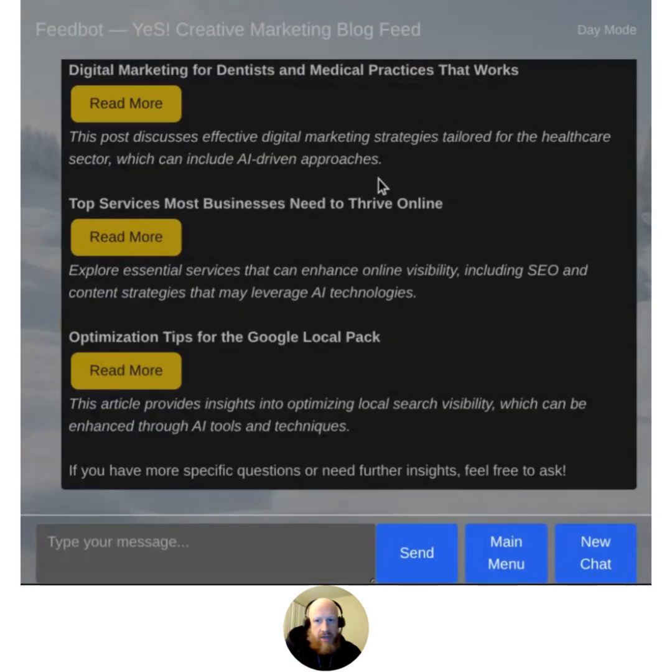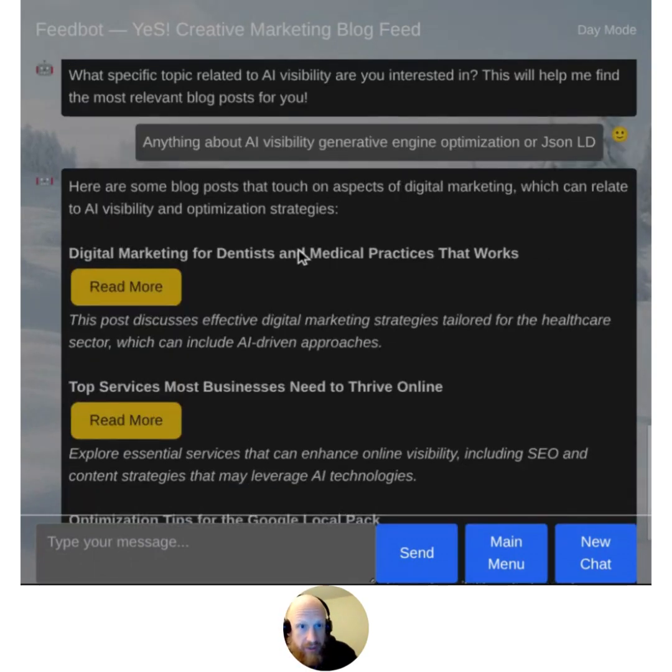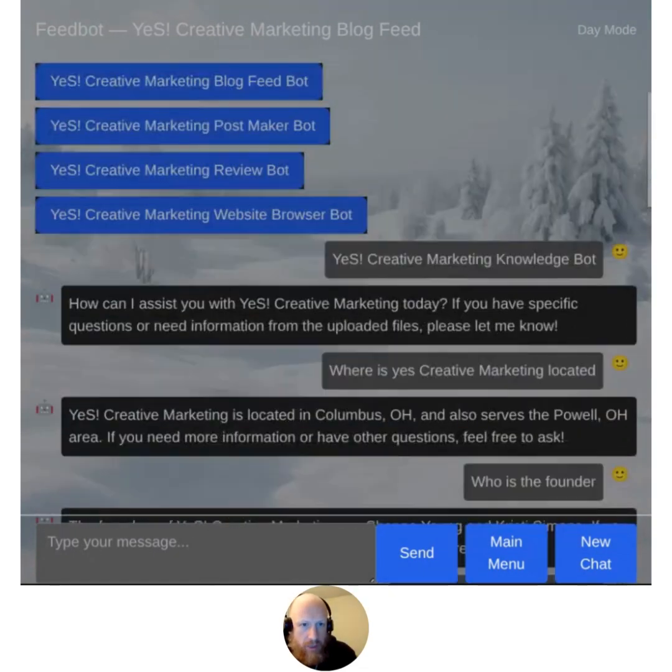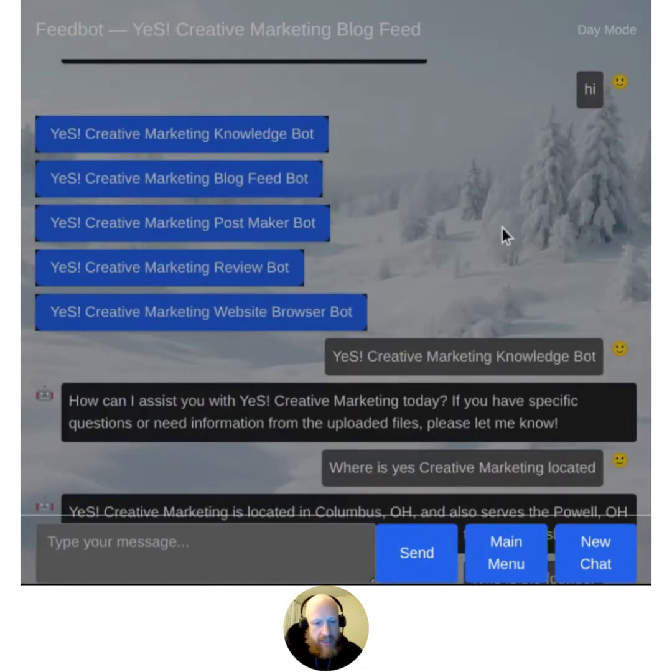Now it could easily pull in the entire content of the blog post. I don't do that just because I don't want people thinking that I'm trying to steal their content. That's not the plan here. But if this was embedded in their website and they wanted that, it would be very easy to make it do that. Postmaker Bot is meant to be for internal use inside of the company.